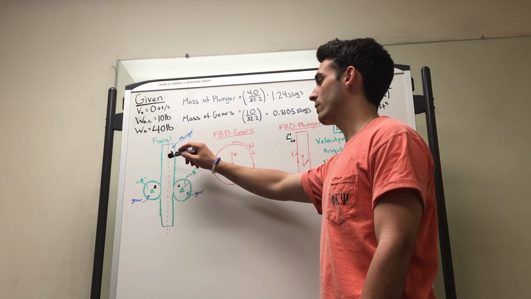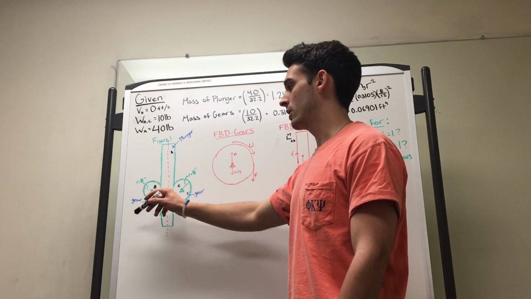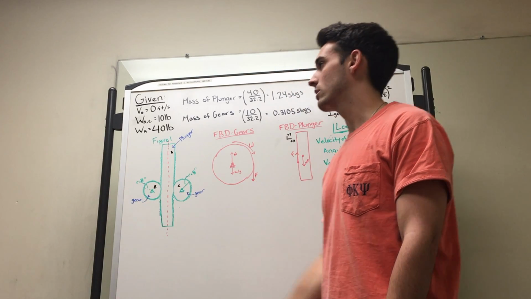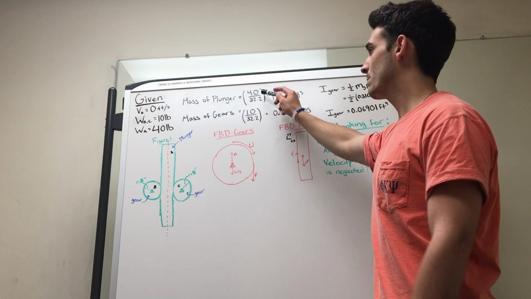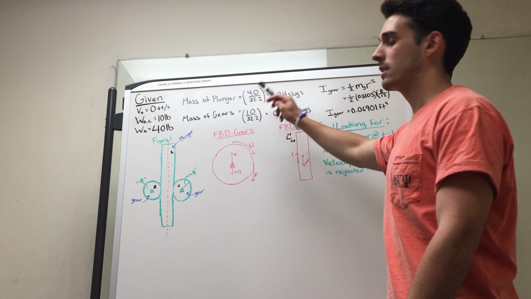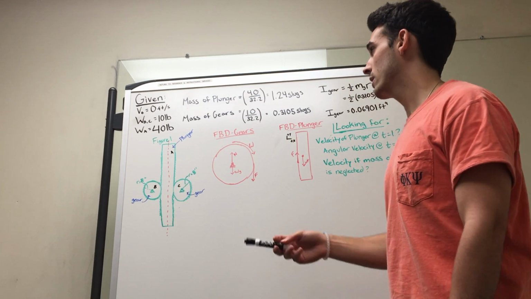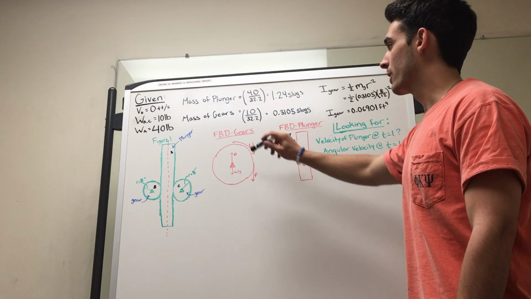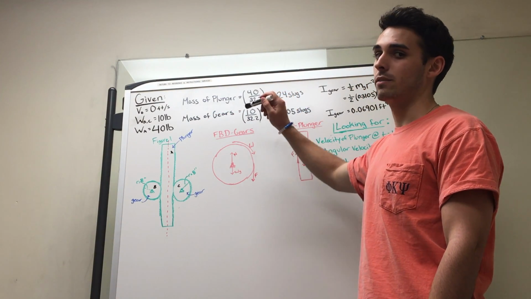So this is our figure right here. You're going to have the plunger in the middle, which is going to go in the downward direction. You're going to have the 2 gears on each side with both a radius of 8 inches. To find the mass of the plunger, you take 40 pounds and divide that by the acceleration due to gravity, which is 32.2 feet per second squared, and you get an answer in slugs. We do the same thing for the mass of the gears, with 10 pounds divided by 32.2.